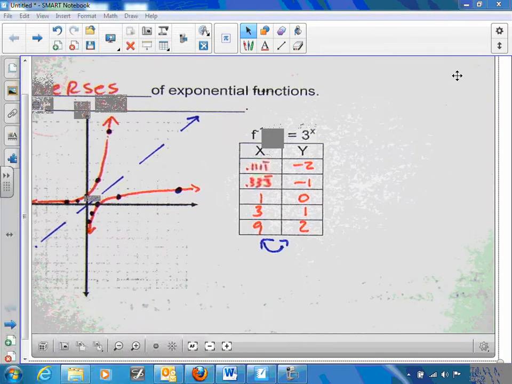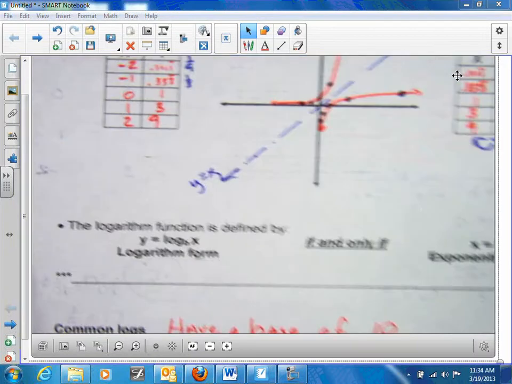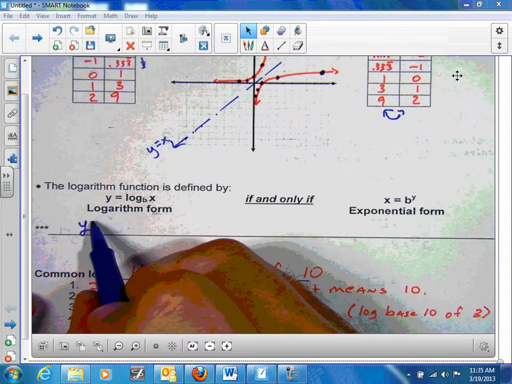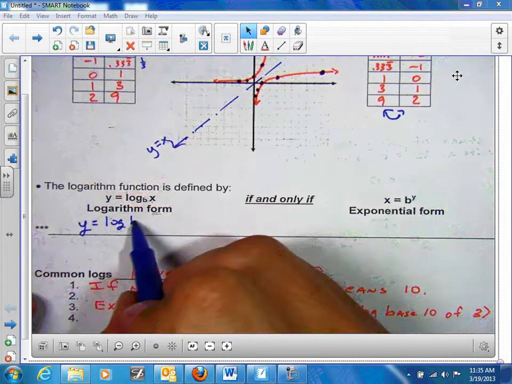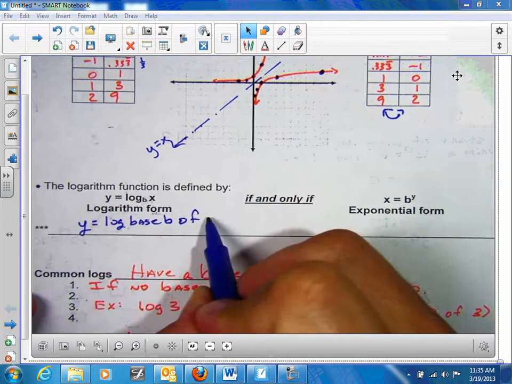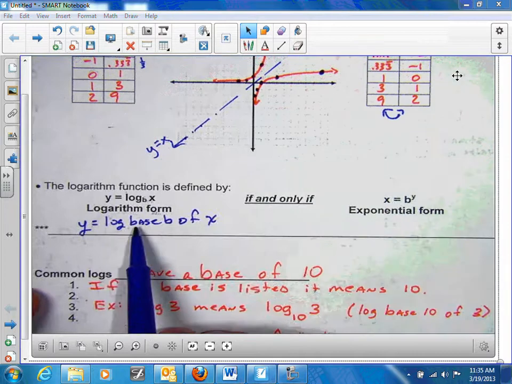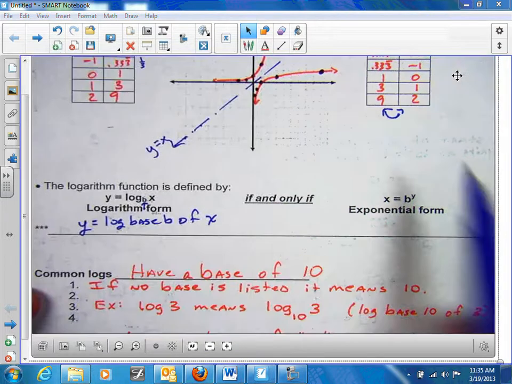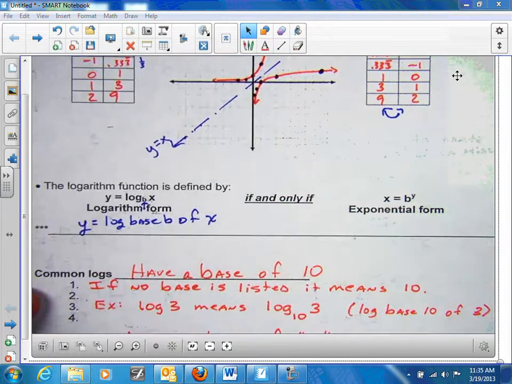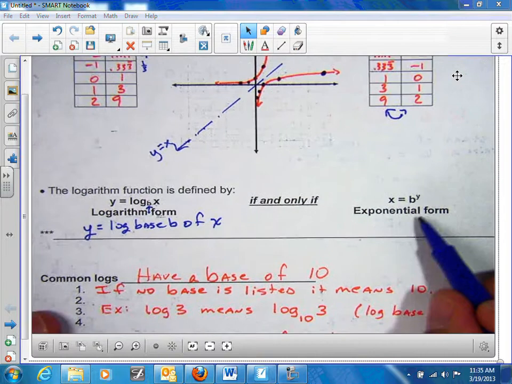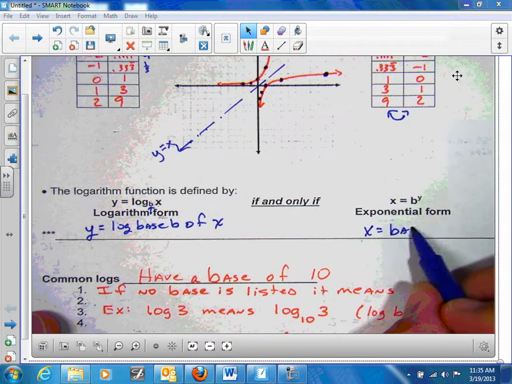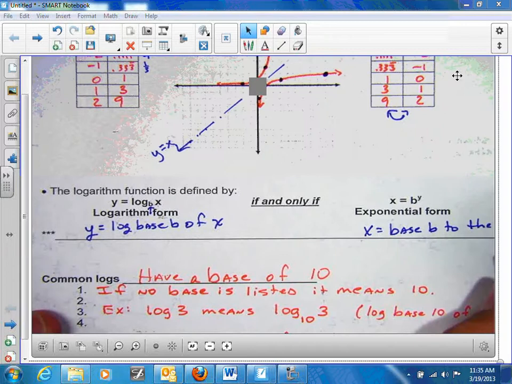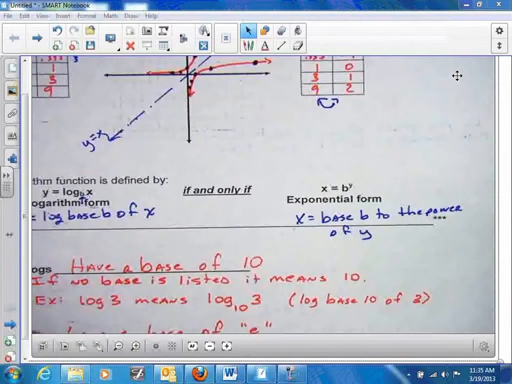Okay. All right, so the two things we're going to talk about today are logarithmic form. So y equals log base b of x. That's how you read that. And I want you to notice that this b right here is dropped down a little bit. It's a subscript. And the word log and x are all on the same line. In exponential form, x is equal to base b to the power of y. Okay? Base b to the power of y.